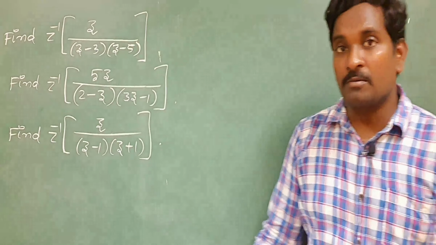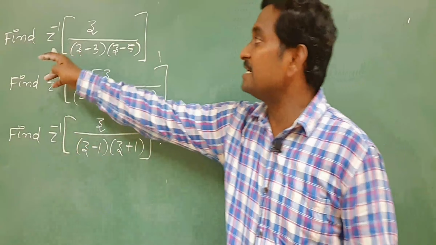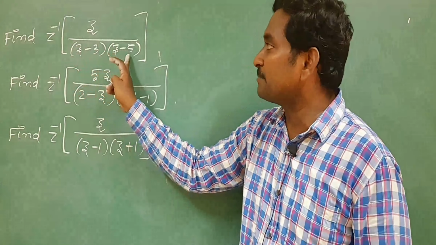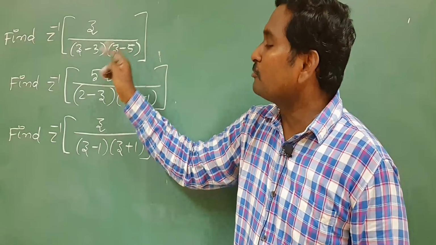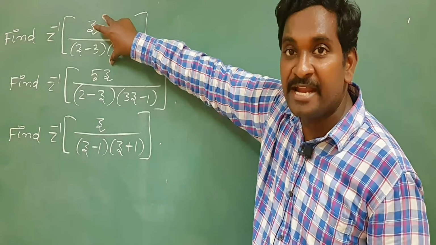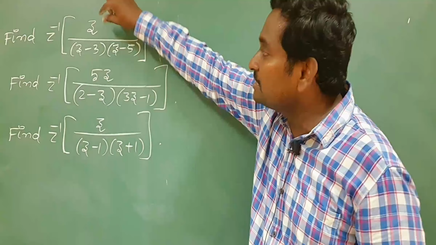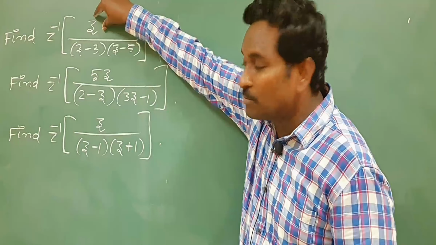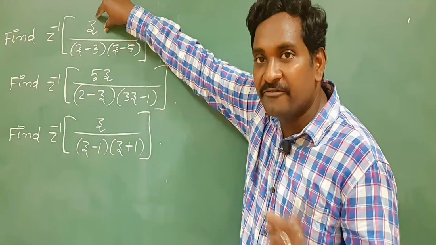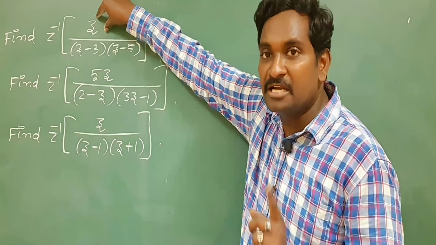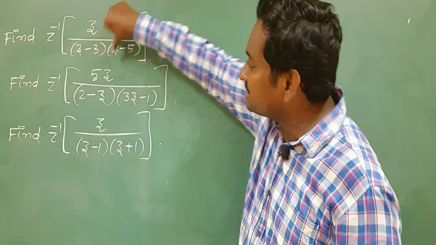Please note down these problems, you can try yourself. Find z inverse of z by (z minus 3) into (z minus 5). Simply, you have to take this as a function of z and hide the one z which is in the numerator of this function. Just divide the given function by z on both sides. So you will get 1 by (z minus 3) into (z minus 5).